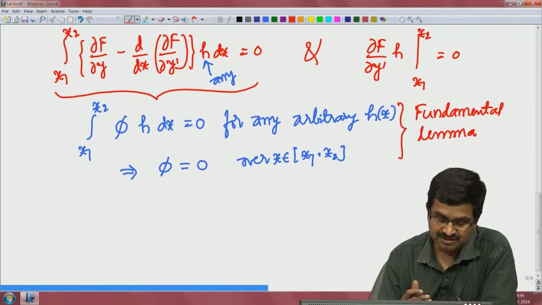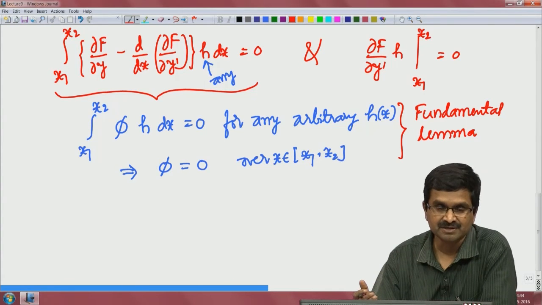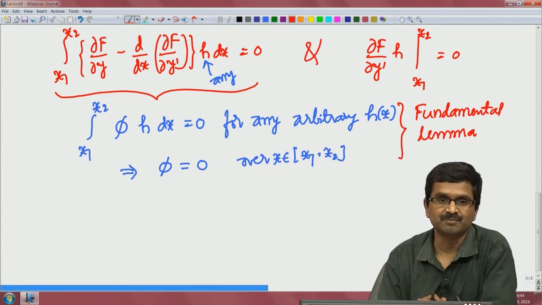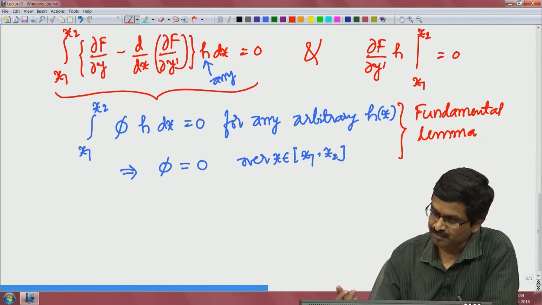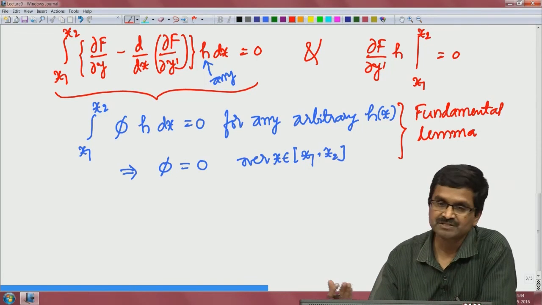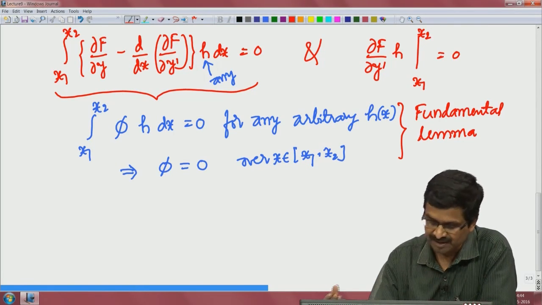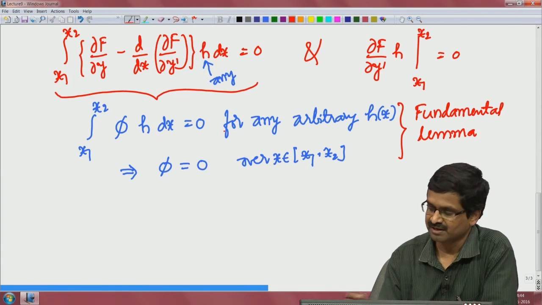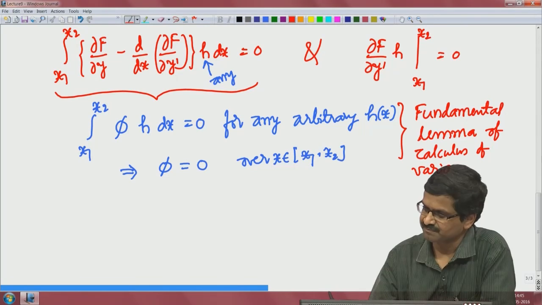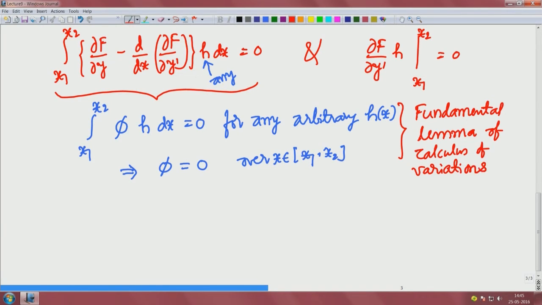Otherwise, you construct a phi for a given h, somebody will come and change the h because h is arbitrary, then this integral will not be 0. In fact, the proof of this also works by contradiction. That proof is not so important for us because this can be intuitively understood. So, this is the fundamental lemma of calculus of variations, and that is what we will use now over here.